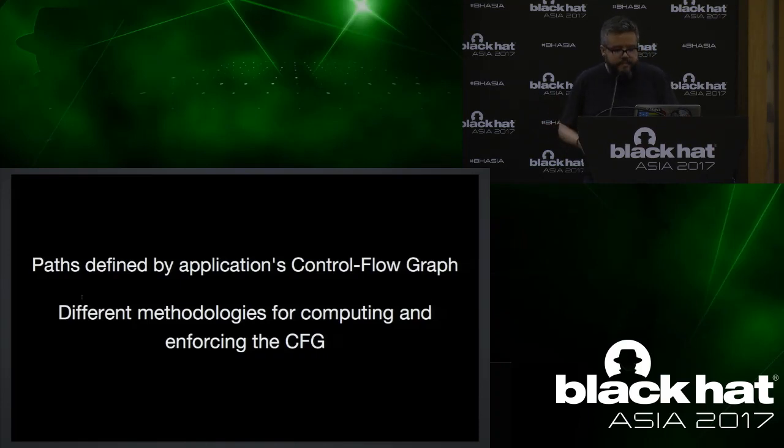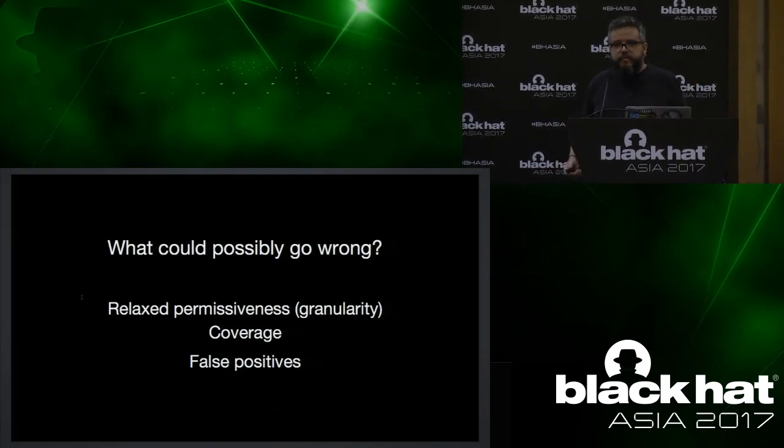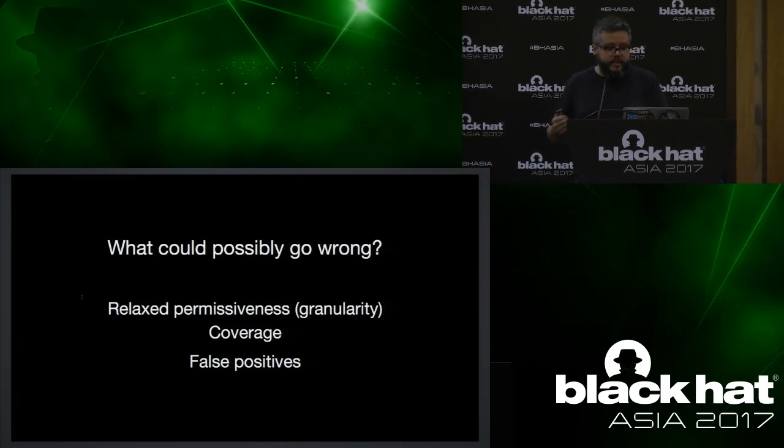And of course, there are different methodologies for computing and enforcing this control flow graph, like CFG. We have many different implementations that enforce this kind of thing. If I'm trying to enforce paths for the indirect branches of a program, what could possibly go wrong? Well, the first thing is relaxed permissiveness. If you have relaxed permissiveness, the execution flow is going to be not very deterministic, and because of that, attackers may still find paths that allow them to exploit your program.